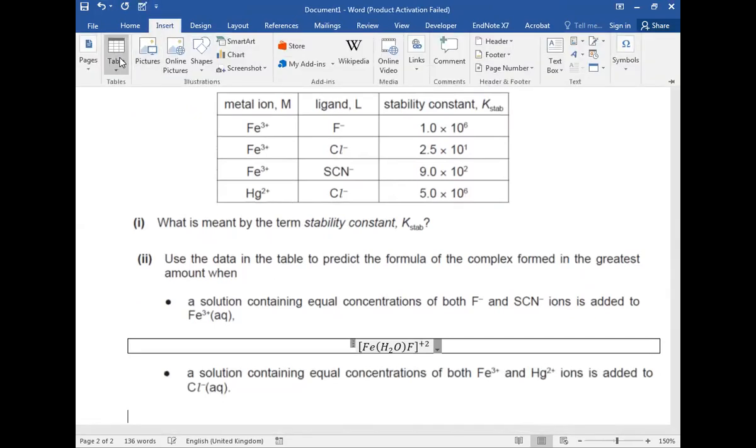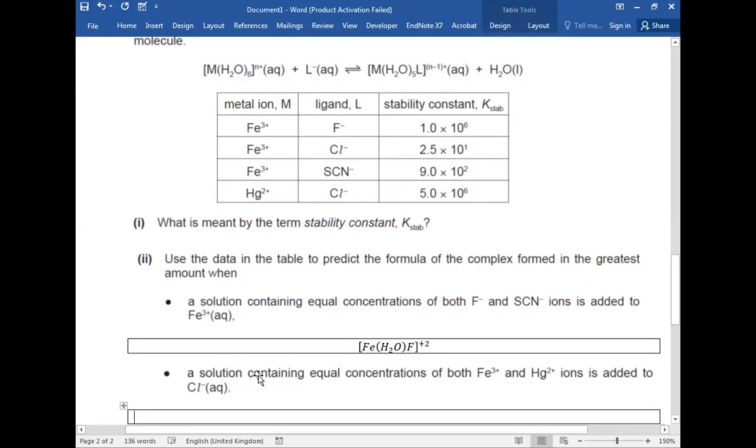Read the question first. A solution containing equal concentrations of both iron 3 plus and Hg2 plus is added to chloride. Which one will be formed? These two values, the second and the fourth one, are what we need to see now.